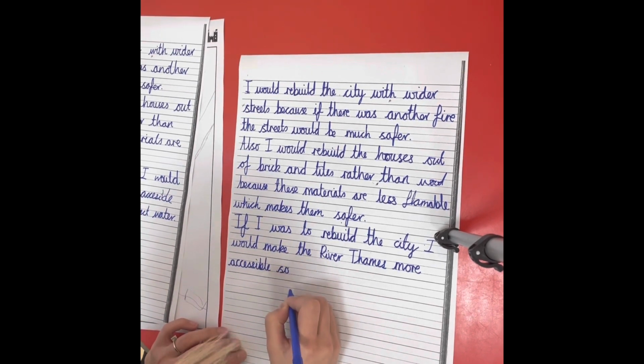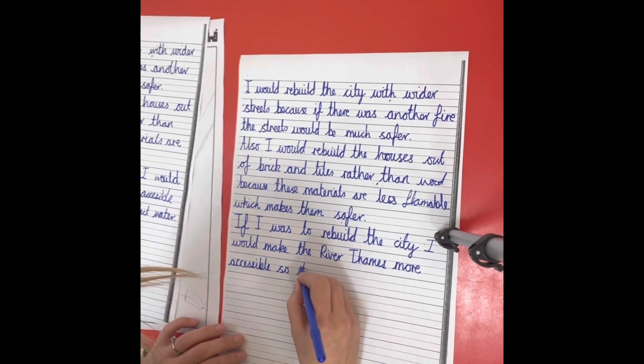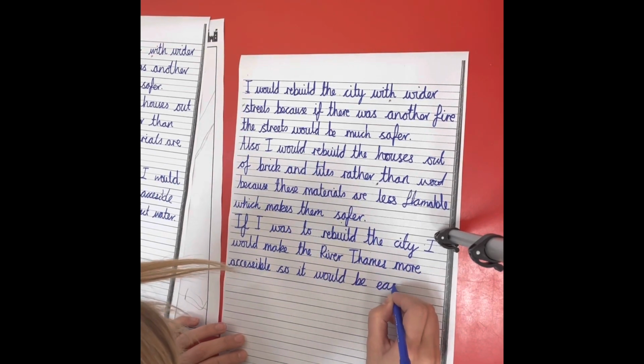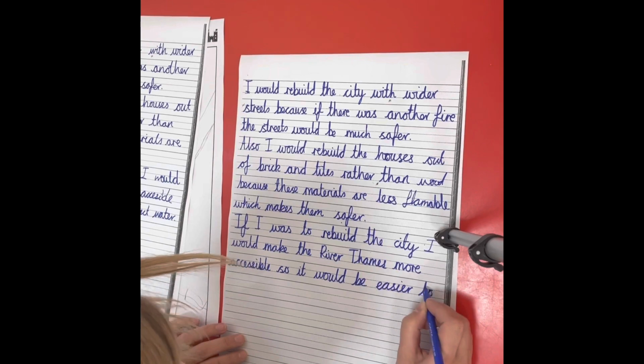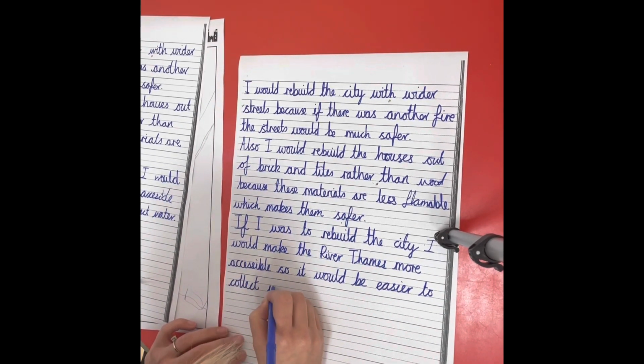So, oh, one of those conjunctions there, I've got because and so. So it would be easier to collect water.